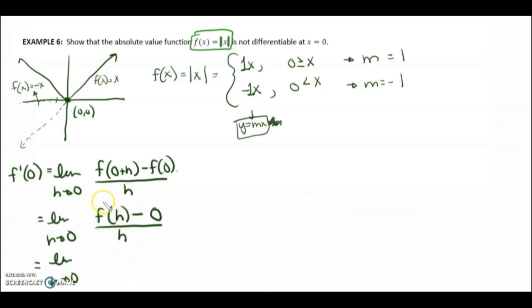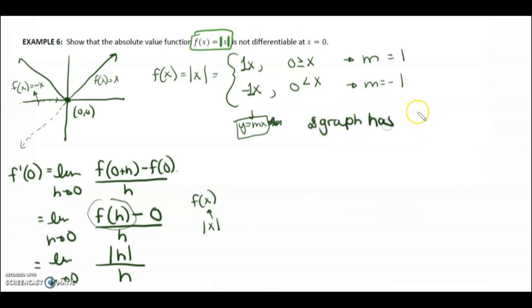So if you're thinking of f at h, this is kind of like the original, right? Like if you're thinking about f at x, where that's the absolute value of x. Well, f at h is going to be just the absolute value of h, and that's going to be over h. Okay? And because of this graph and because of the piecewise function, we know that the graph has, we want to call it a corner at that origin, 0, 0.